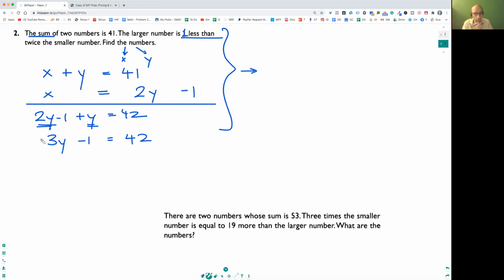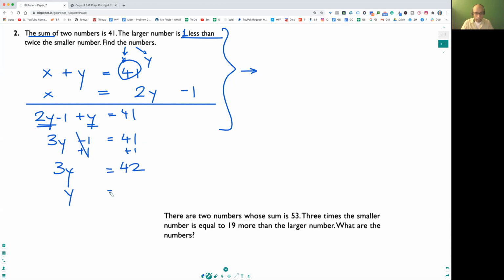Sorry, it's equal to 41. My bad, I copied it wrong. So that's 41. I'm just copying this over here, and now it's equal to 41. I'm just grouping this. And now I add 1 to both sides. So you get 3y, and this cancels out, is equal to 42.